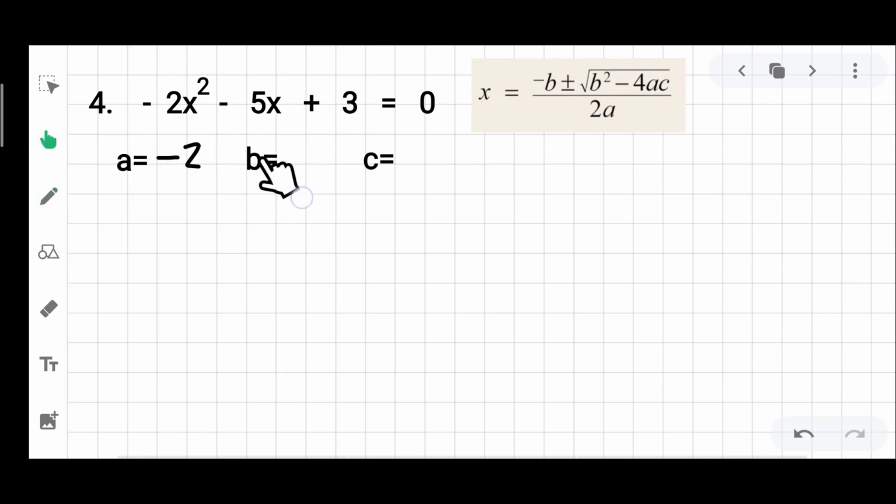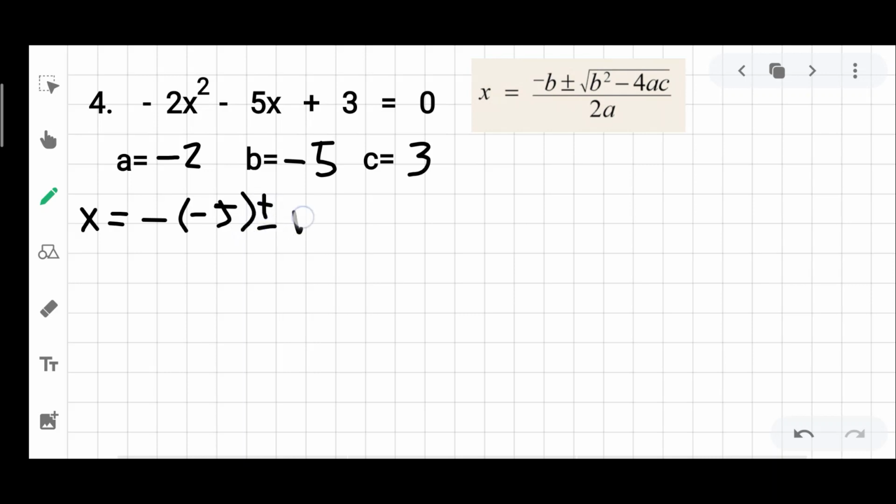Okay, how about yung B natin? Negative 5. So that is negative 5. Then yung value ng C natin is positive 3. So, be careful with the sign. So, sunod natin yung formula na nakasulat dito. We have x equals negative b. So, ano B natin? Negative 5.